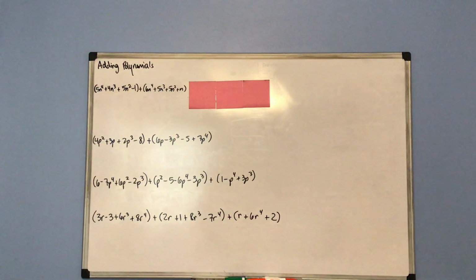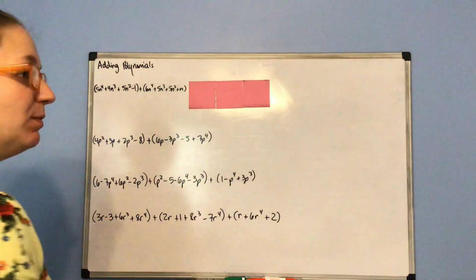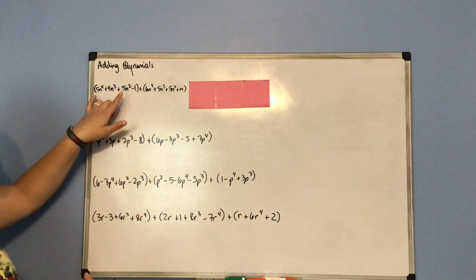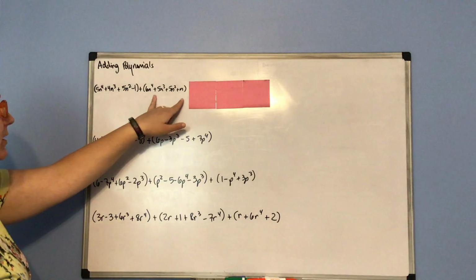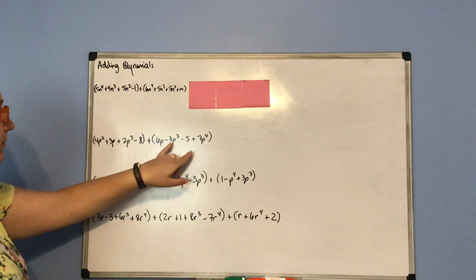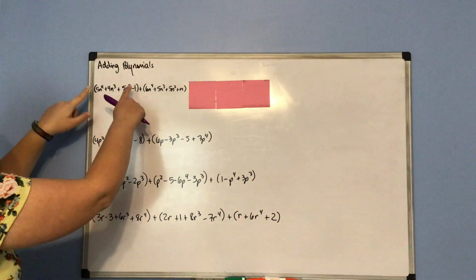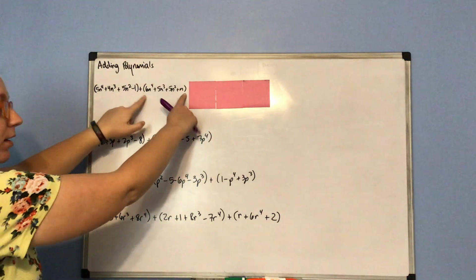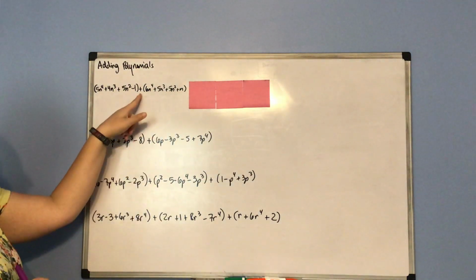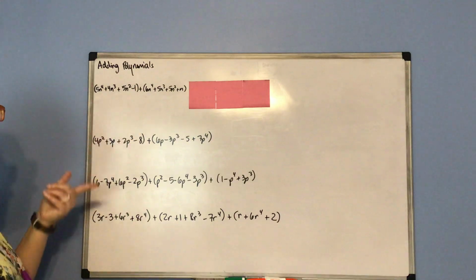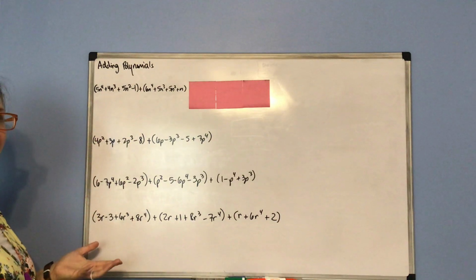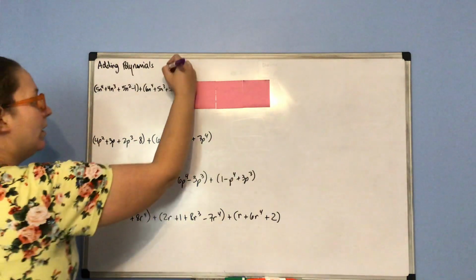Today we're going to look at adding polynomials. So a polynomial is just an expression that has multiple terms in it. For instance, inside each set of these parentheses here, we have a polynomial. These sets of parentheses are just to say, this is one polynomial, this is another polynomial. Since we have a plus sign in between them, that means we need to add the polynomials together, which sounds kind of crazy, but really it's not too bad.